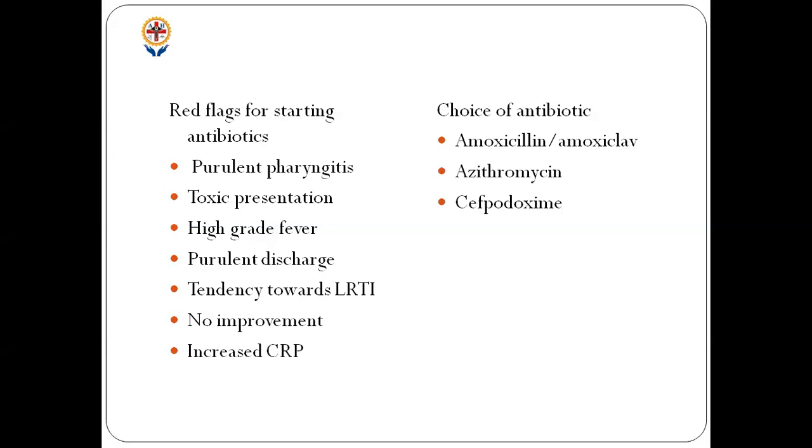So what is the choice of antibiotics? Usually, what antibiotics will you prescribe for URTIs? Amoxicillin, penicillin group of drugs, or azithromycin. In very young children, we will prefer amoxicillin, and for school-going children we usually prescribe azithromycin, and ceftriaxone is another alternative to amoxicillin.